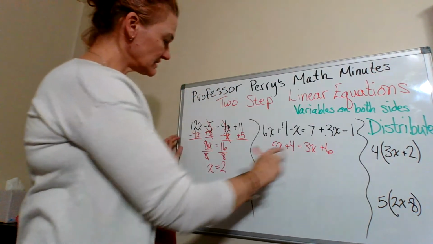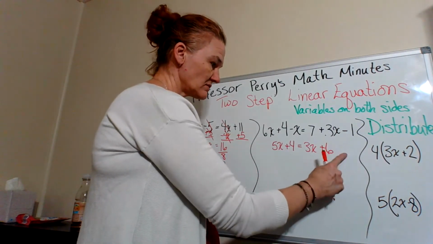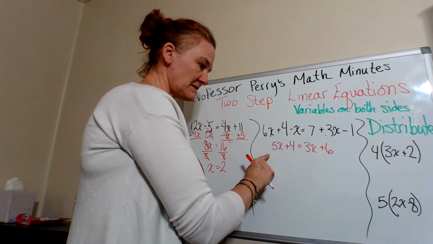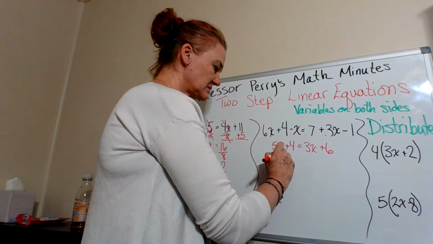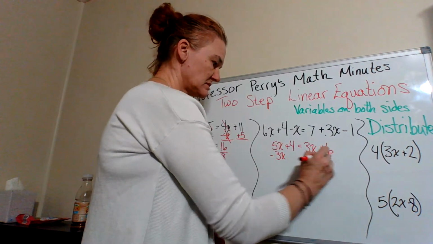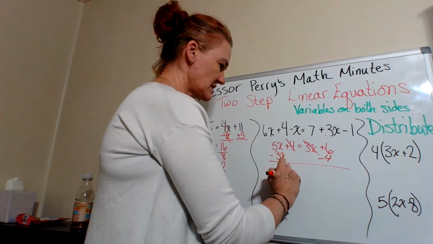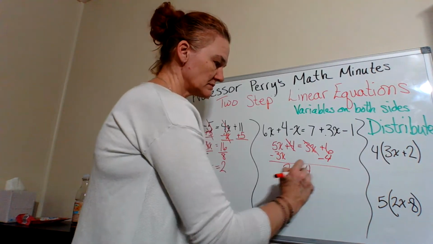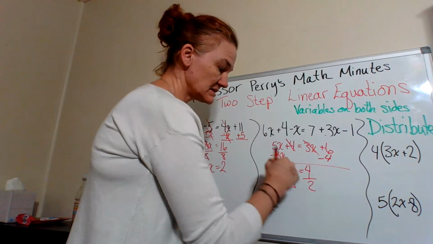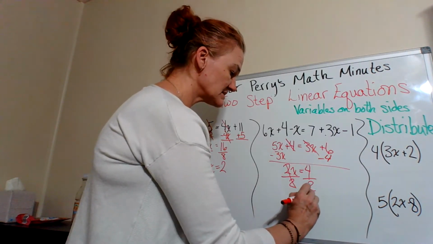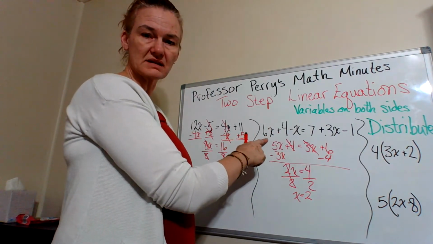Now after I've combined it, I can do it just like this. So I'm going to move my 4 over to this side. I'm going to move my 3 over to this side. So these are both positive, so I'm going to subtract. Okay, that gets rid of this and this. So I have 2x equals 4. I'm going to divide by 2 on both sides to get the x by itself. X equals 2.